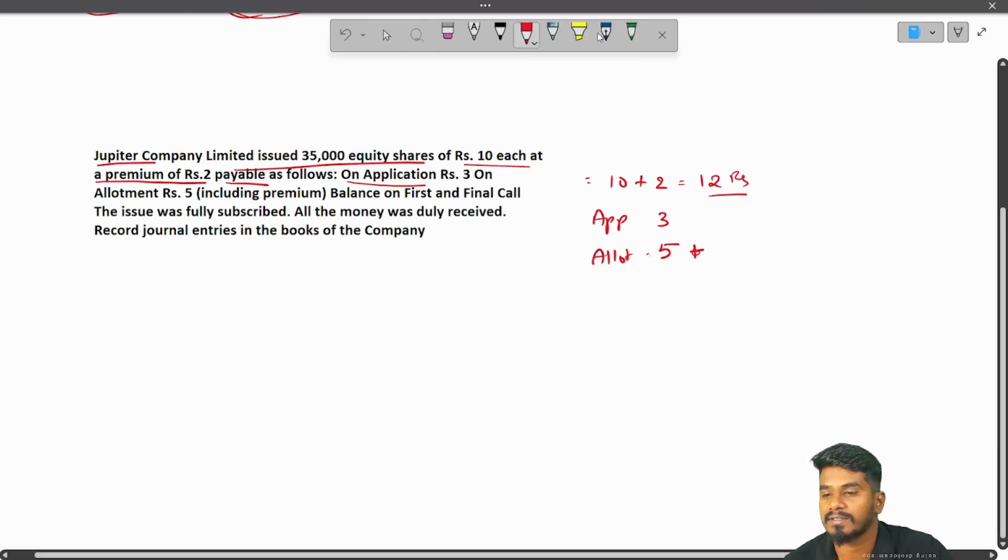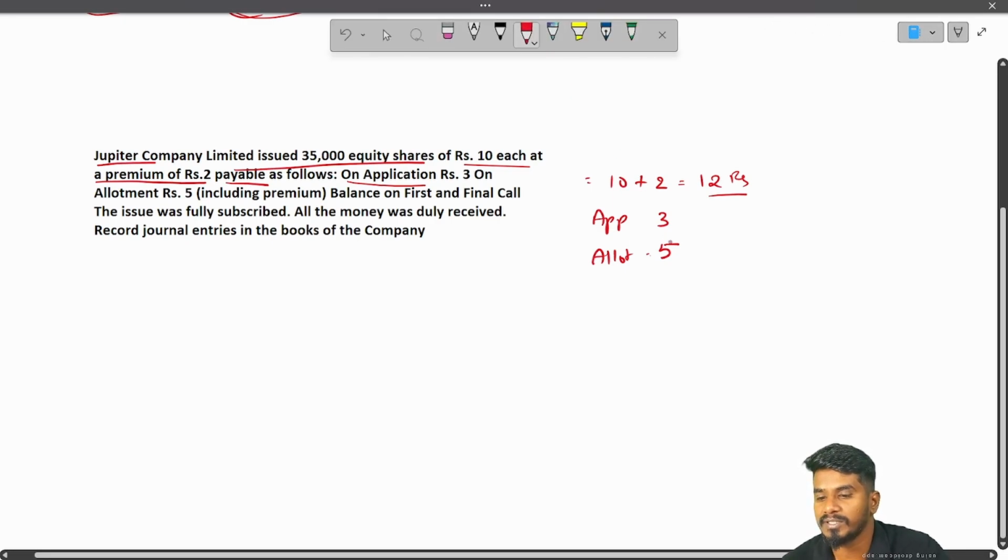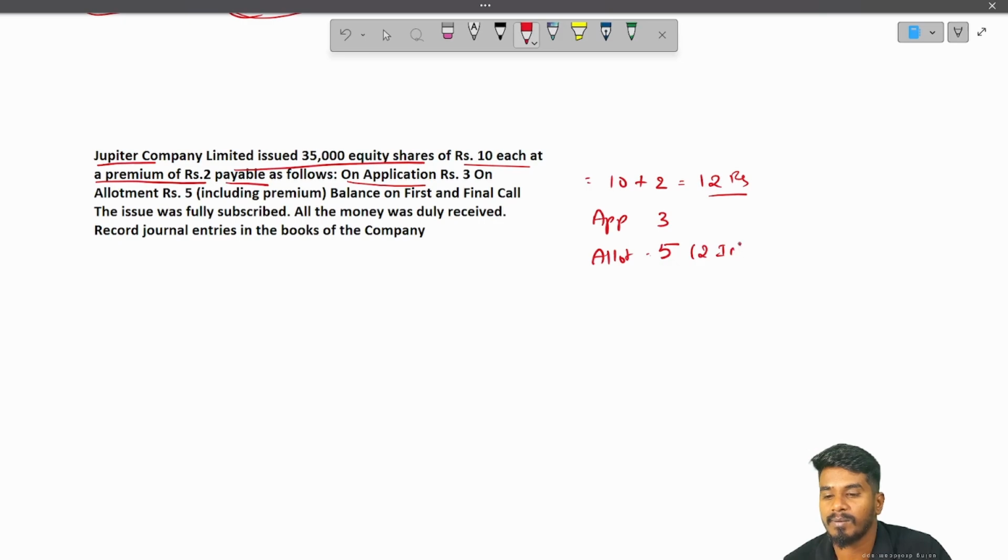which is including 2 rupees of premium. So here 2 rupees premium, which means 3 rupees is the allotment amount. Correct. So 3 plus 2 equals 5.